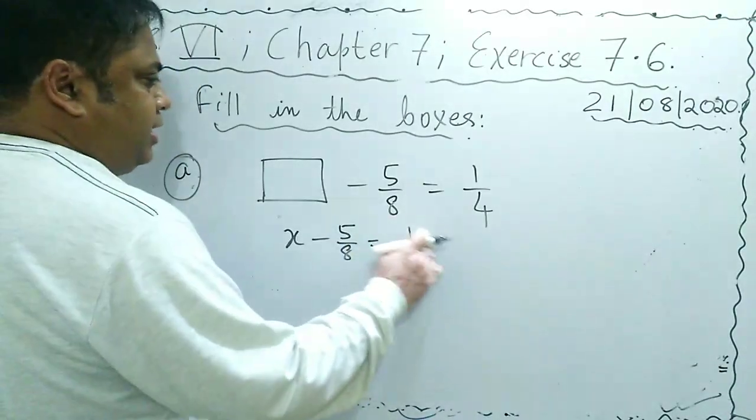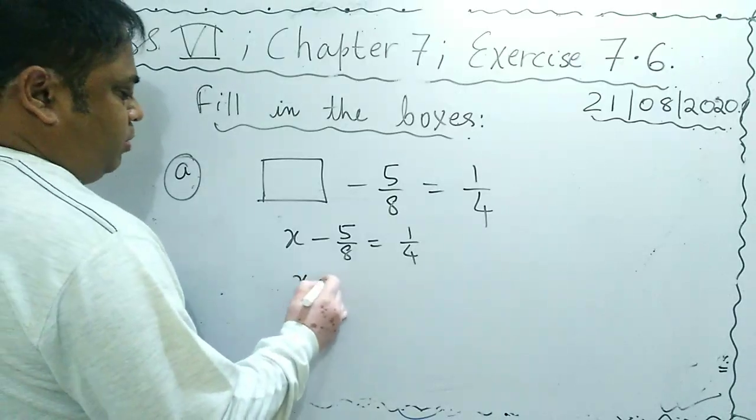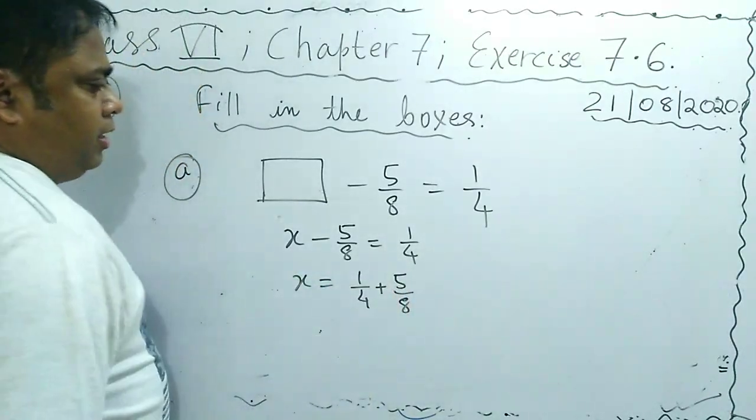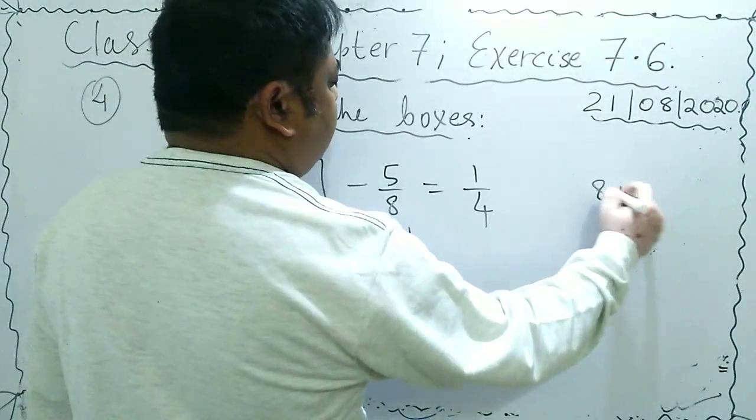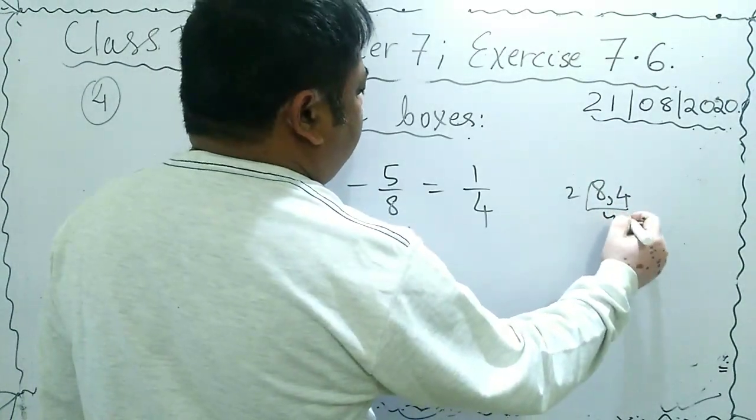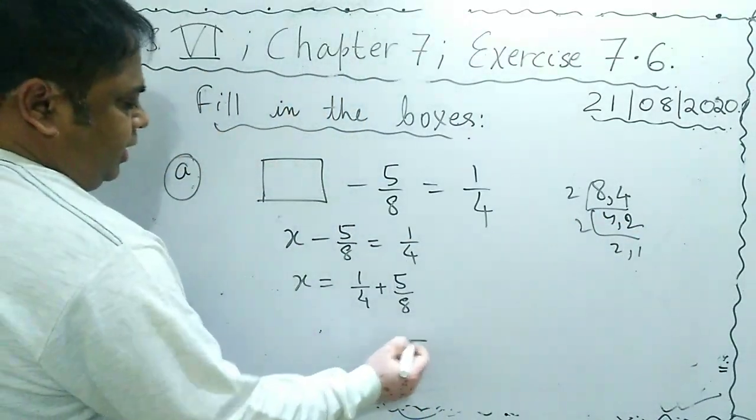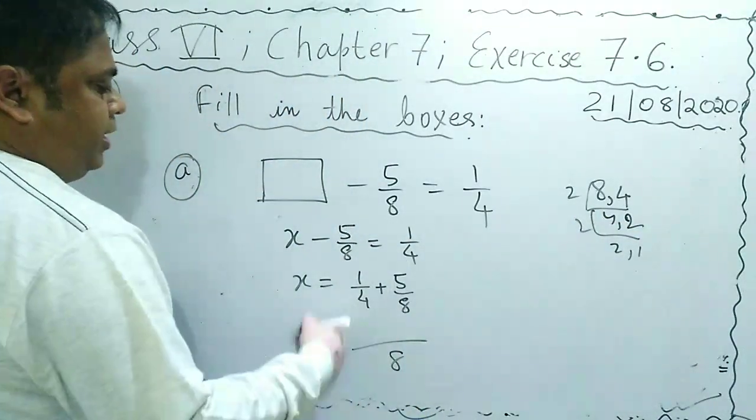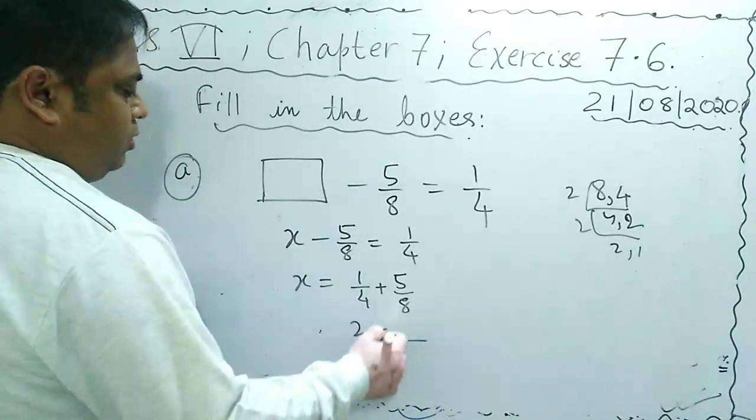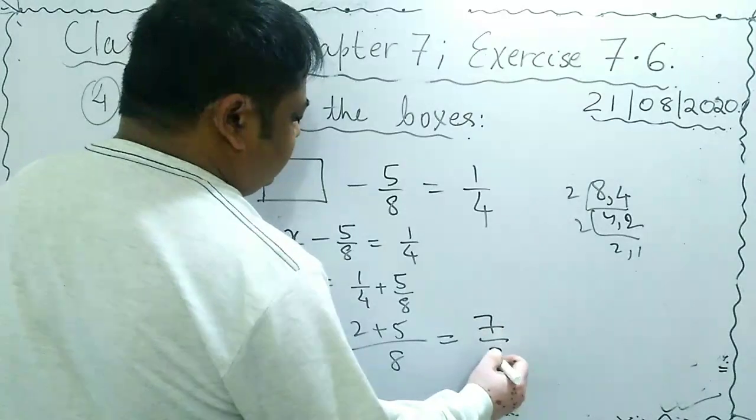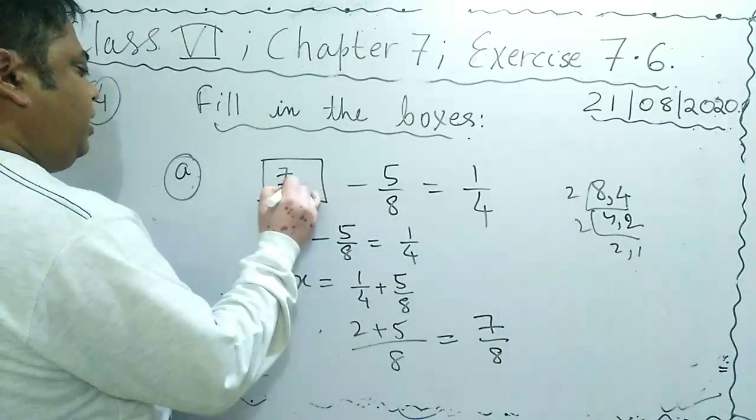LHS will go to RHS and it will become plus. So x will be equal to 1 by 4 plus 5 by 8. LCM of 8 and 4 is 8. So we'll write 8. 4 2s are 8 and 2 1s are 2 plus 5. This will become 7 by 8. So you can write here 7 by 8.